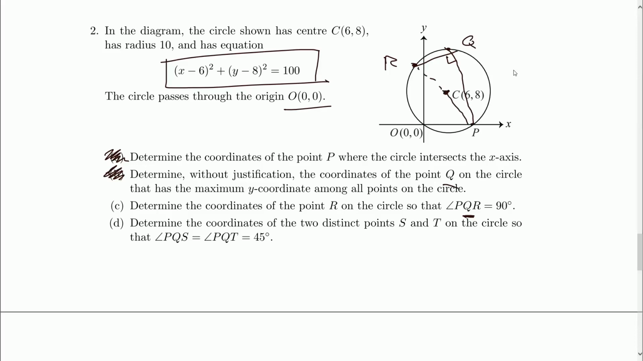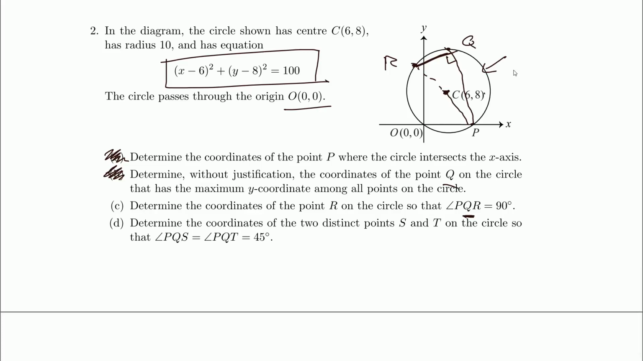That would be fine. Another thing we could do is say, well, I know P and I know Q, so I can get the slope here, and then I can get the slope of the line RQ. It's just the negative reciprocal. And then because we know the point Q, we'll have enough information to get that line, and we intersect that with the circle, and we find R that way.